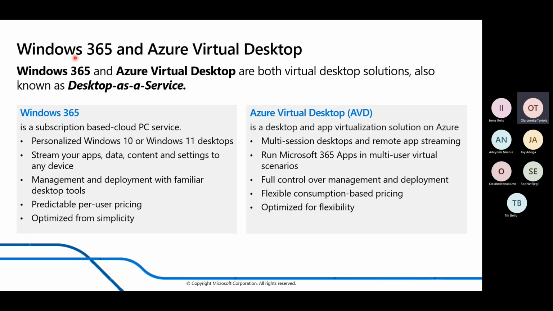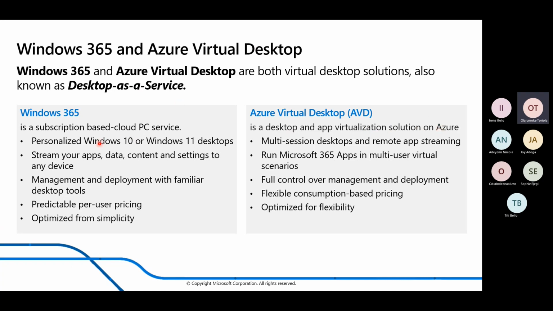So now Windows 365 and Azure Virtual Desktop, they are two different things, but they are both virtual desktop solutions, also known as what? Desktop as a service. Now the difference between both of them, because sometimes when you hear Windows 365 and Azure Virtual Desktop, people get confused. Azure Virtual Desktop, which is AVD, is not the same thing as Windows 365. Windows 365 is a subscription-based cloud PC service, while AVD is a desktop and app virtualization solution on Azure.